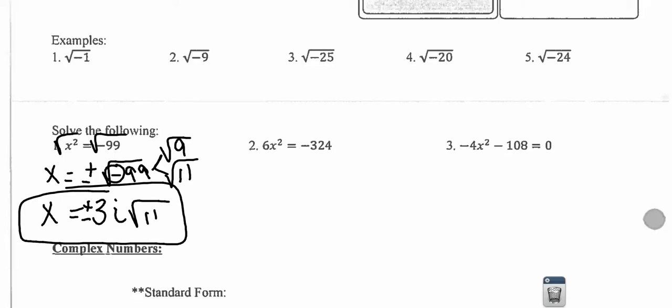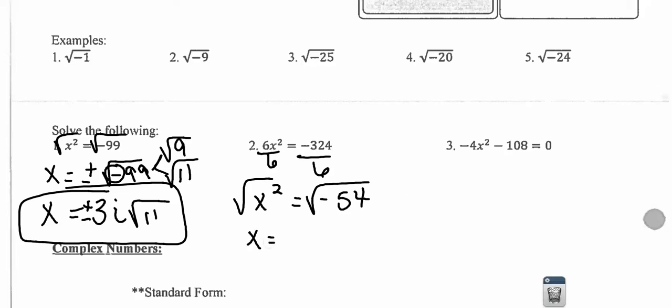If I look at number 2, to get x by itself, what do you think I'm going to do first? Well, I'm going to divide by 6. So I'm going to do 324 divided by 6. I get x squared equals -54. Square root. So x is going to equal plus or minus. Negative becomes an i. Square root of 54. 9 goes into 54 6 times. So that's 3i rad 6.